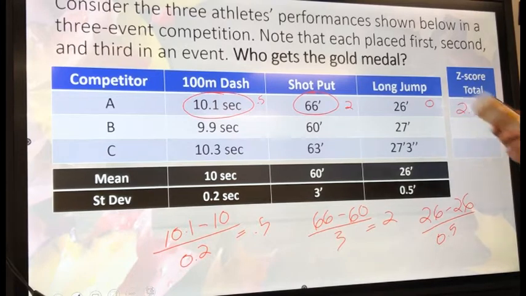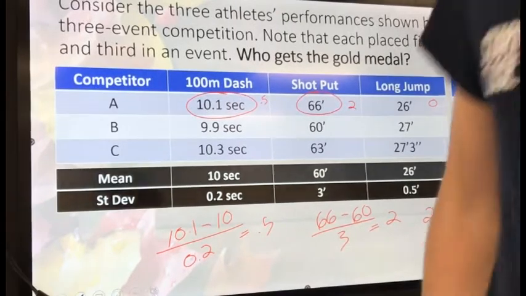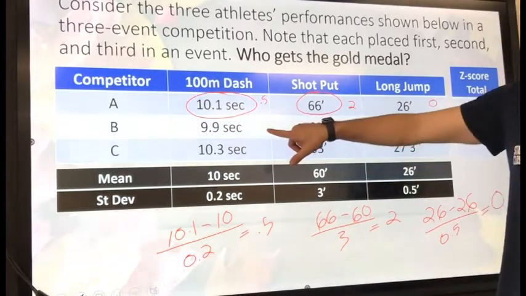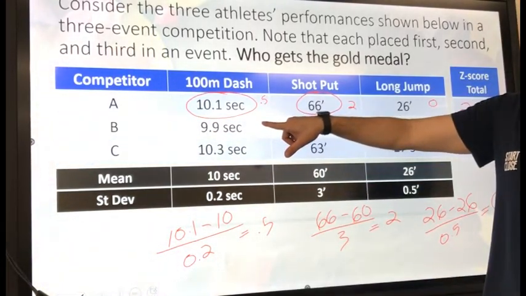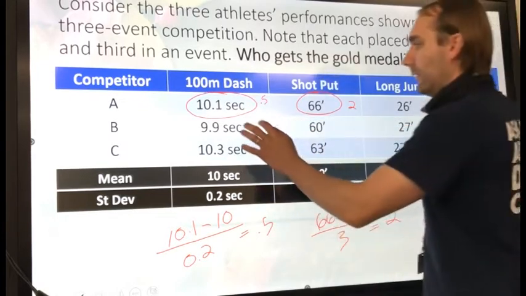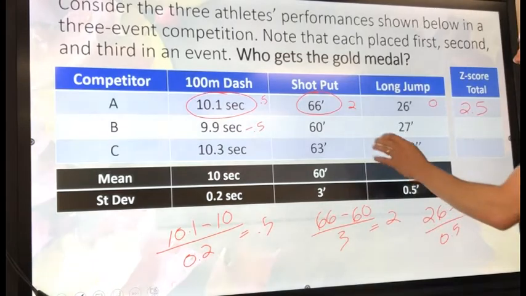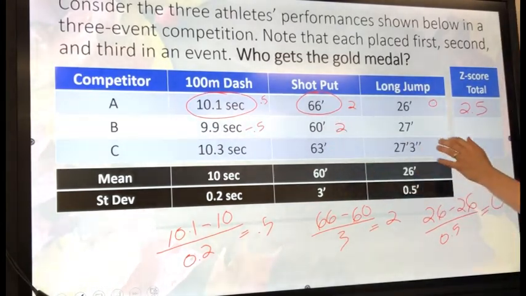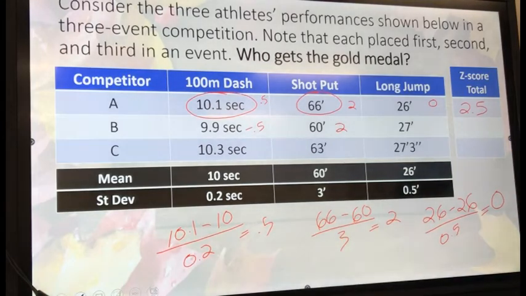Now let me give you a minute to calculate the Z-score of the other two, and then pick a winner. So what was my Z-score here for competitor B's 100-meter dash? -0.5. What about his shot put? 2. What about long jump? 2. So it gives me a grand total of 3.5. Okay. So we know competitor B did a lot better than A.